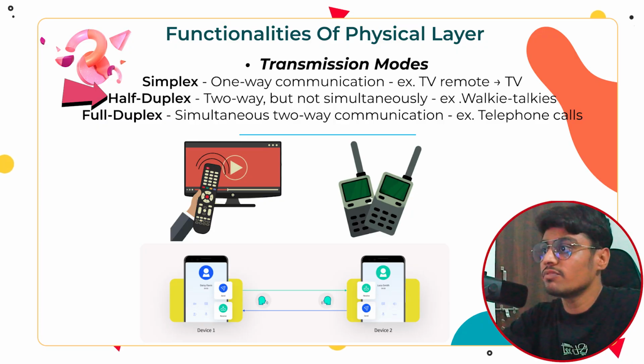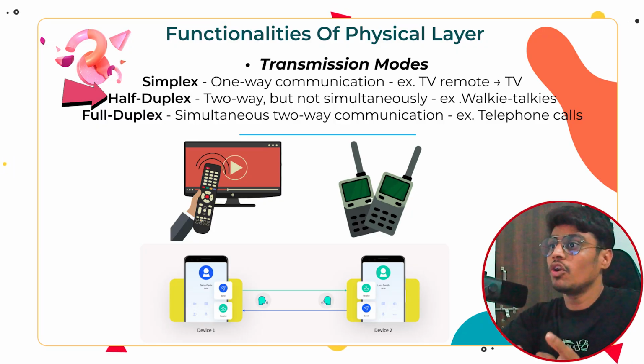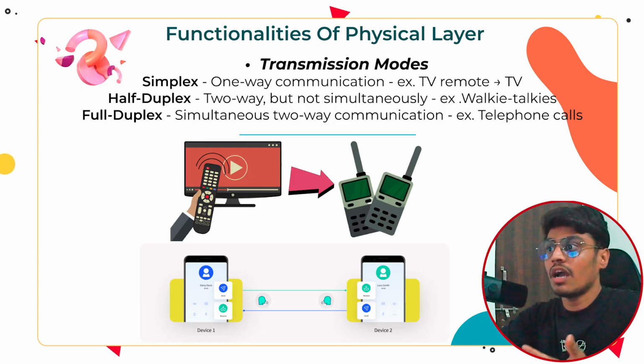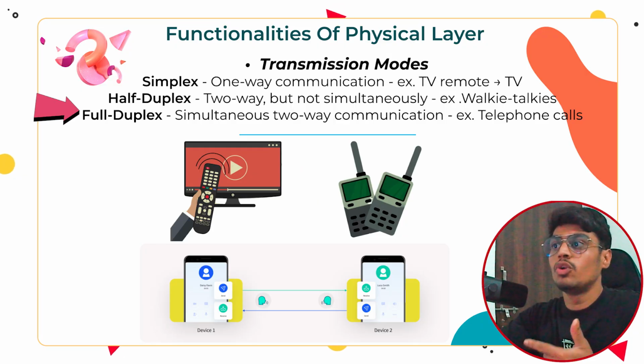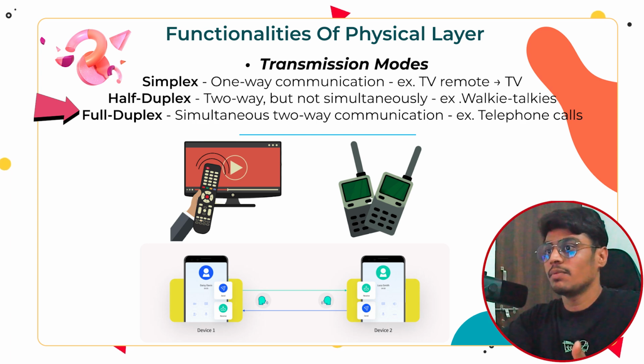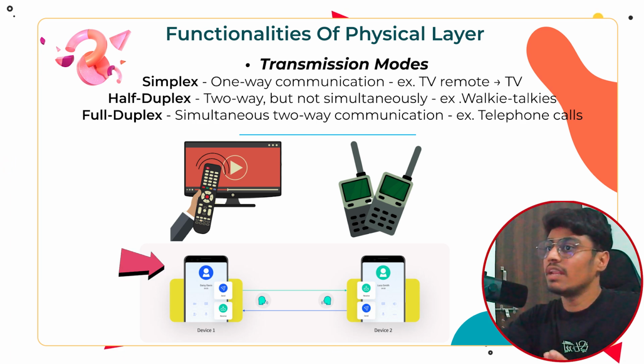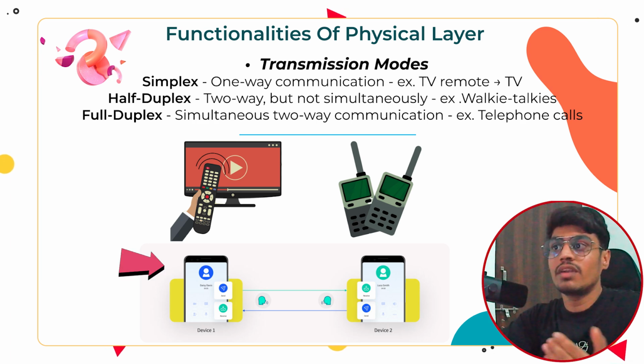What is half duplex? Two-way communication, but not simultaneously. For example, walkie-talkies are half duplex transmission mode. Then full duplex. Full duplex is two-way communication, and simultaneous. For example, telephone calls. This is the functionality of transmission modes.